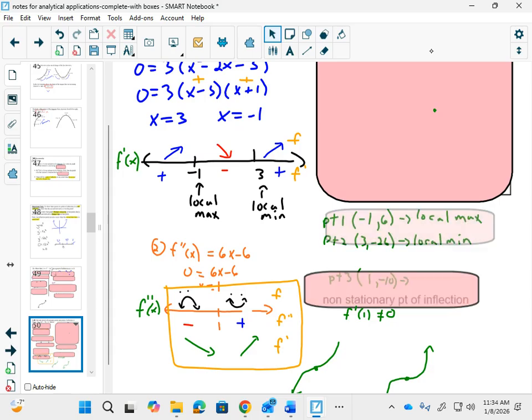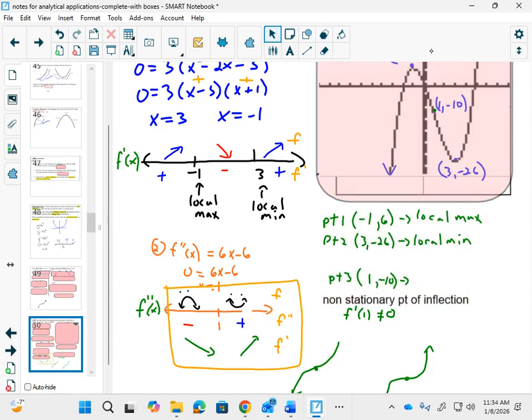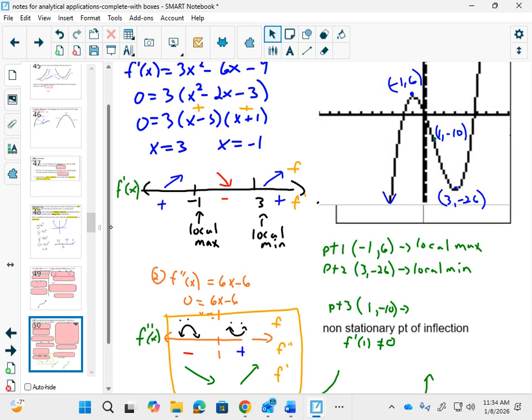So now we can find these points. -1, 6 is our local max. 3, -26 is our local min. And 1, -10 is our inflection point.